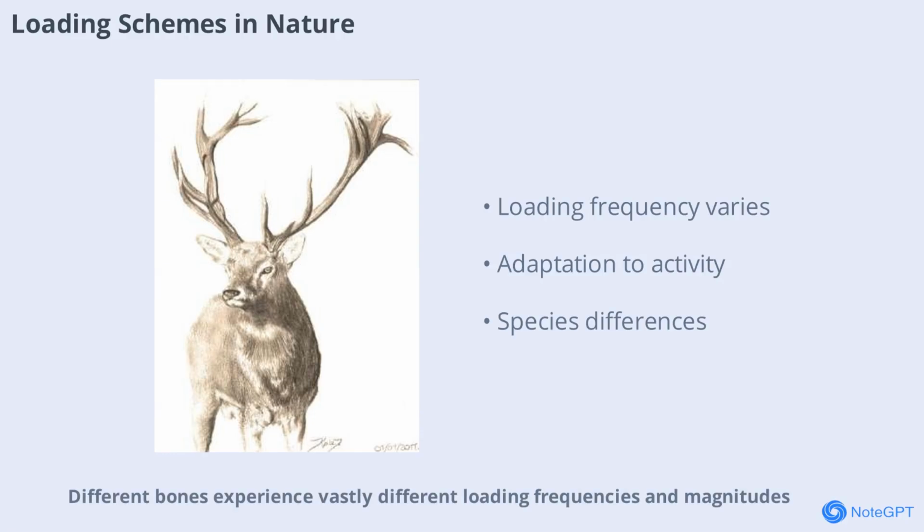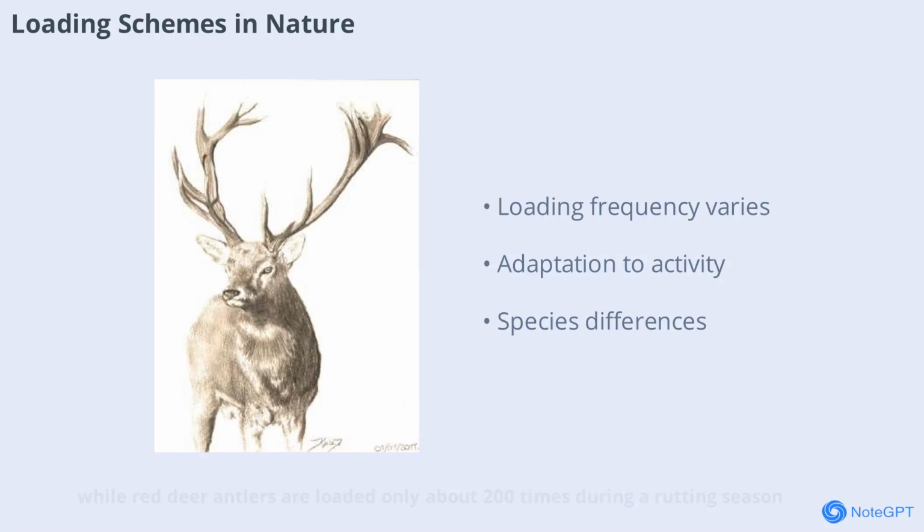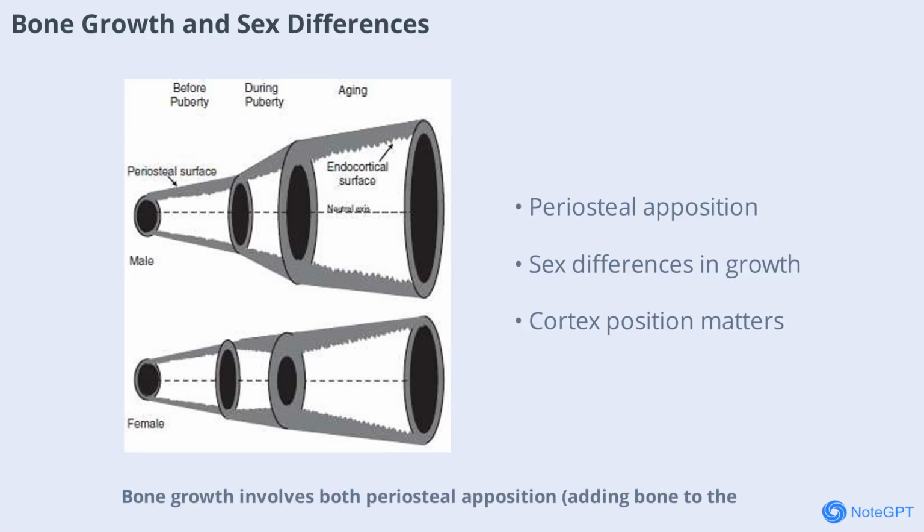Different bones experience vastly different loading frequencies and magnitudes. For example, the humerus of a common swift is loaded over 100,000 times a day, while red deer antlers are loaded only about 200 times during a rutting season. The direction and frequency of loads can vary greatly, influencing how bones adapt and what structural features they develop to withstand these forces.